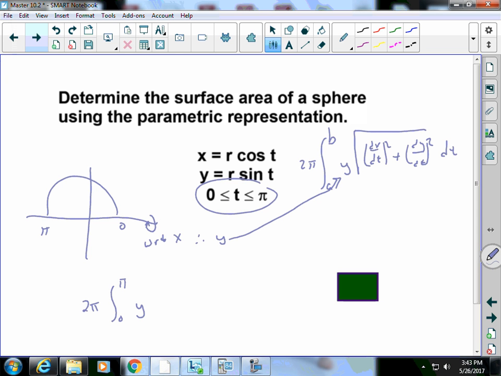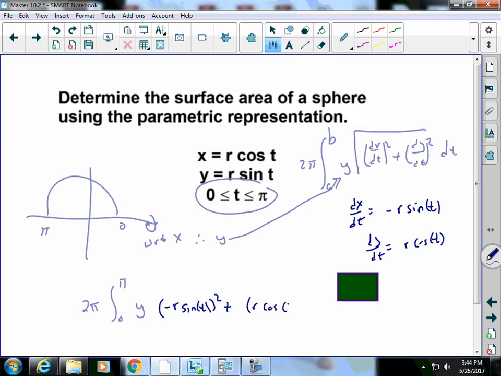The one thing I haven't found yet is dx dt. Well, dx dt is minus r sine t. dy dt is equal to r cosine t. So now I need to square them. I need a minus r sine t squared, and add to that r cosine t squared. Take the square root of that whole thing.